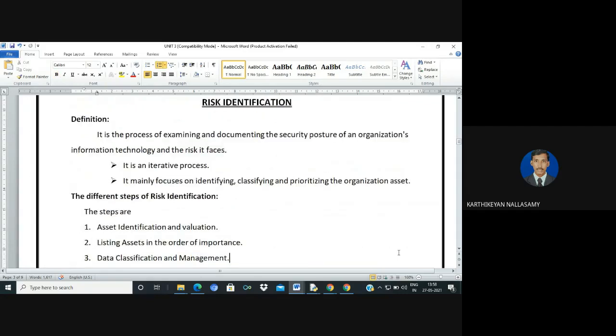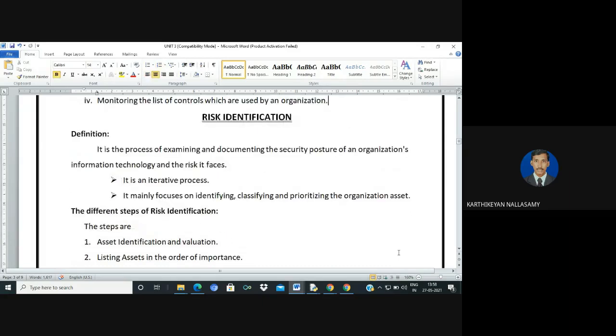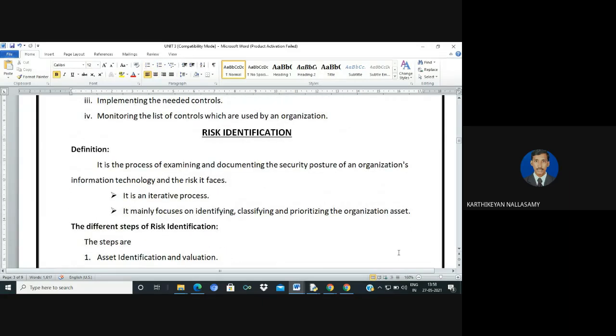It is an iterative process, which means it is a repetitive process. Once the risk is identified and a proper methodology is identified for control, it will be assessed, and if there is still a problem, then we have to repeat. I mean, we are going to identify some other methodology. So risk identification, assessment, and control is always an iterative process. The major goal of risk identification is identifying and classifying the risk, and also prioritizing the risk based on the asset values.